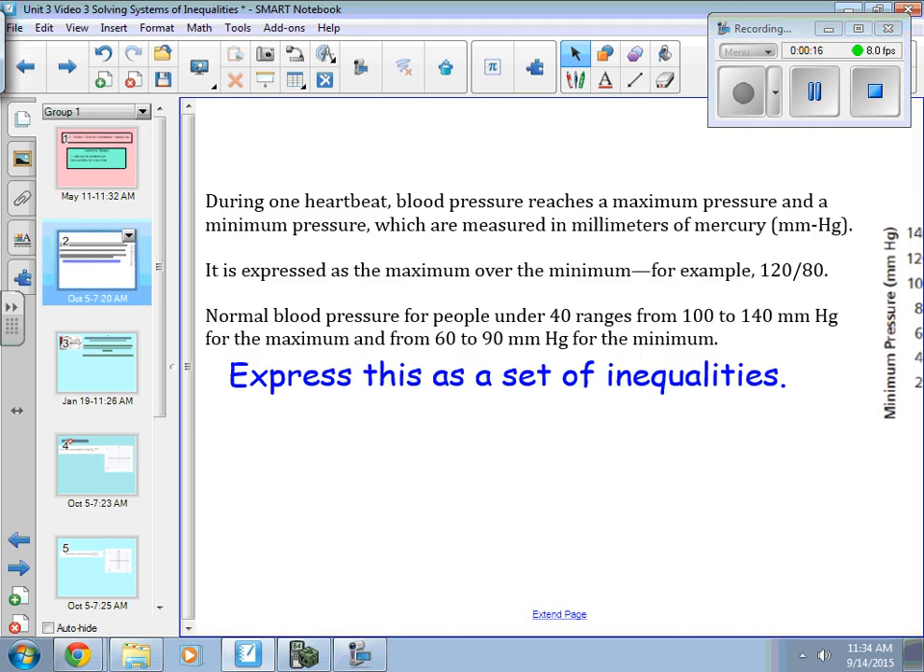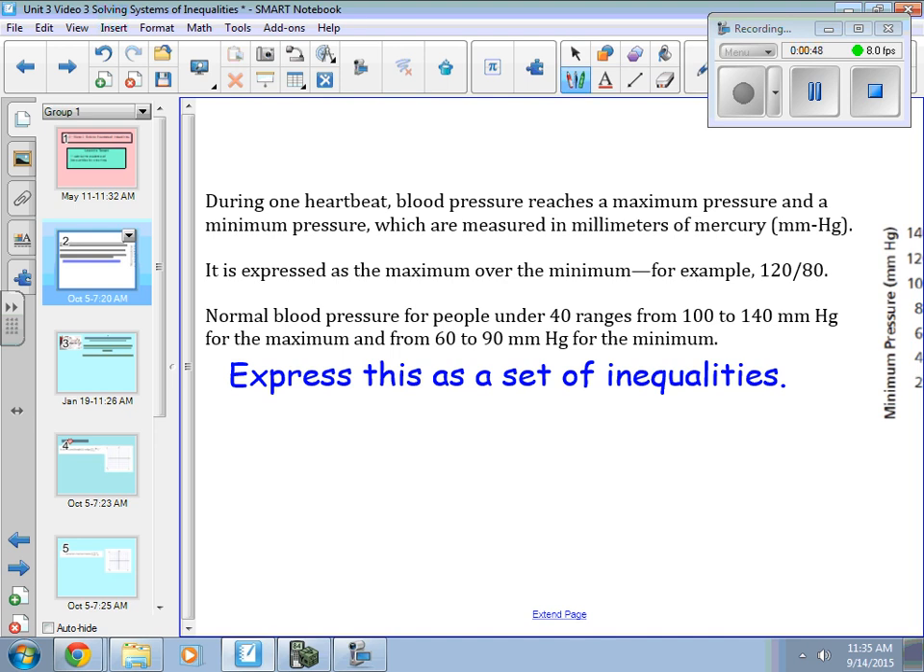All right, so the first one on your note sheet, a little word problem here, says during one heartbeat, blood pressure reaches a maximum pressure and a minimum pressure, which are measured in millimeters of mercury. It is expressed as a maximum over a minimum. For example, your blood pressure might be 120/80. Normal blood pressure for people under 40 years old ranges from 100 to 140 millimeters of mercury for the maximum, and 60 to 90 for the minimum. Okay, we want to express this as a set of inequalities.